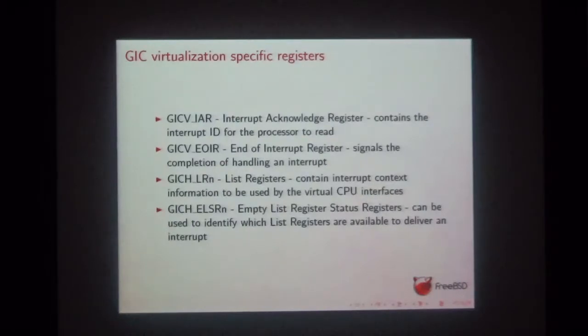Other than the list registers, we have the empty list register status register, which can be used to identify which list registers are available to deliver an interrupt. Some of them may not be available because of a previous interrupt not yet delivered, or they are not available for the hardware. So whenever you want to put an interrupt in the list register, you have to check the empty list register status. Basically, with these registers, you can create the logic of delivering an interrupt.